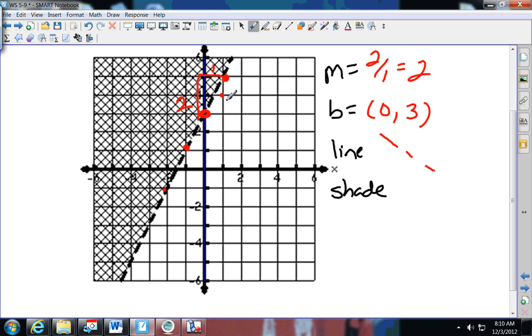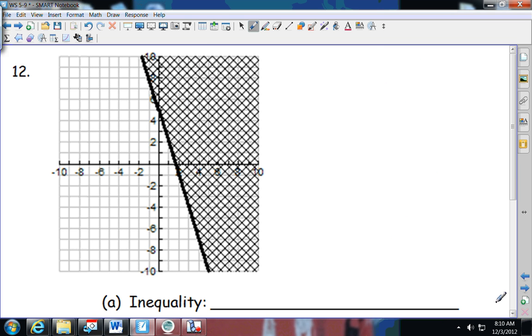The shading. If I start at the y-intercept and I go up, that's where the shading is. So now my equation, y, the shading is up, so it's greater than. It's dashed, so I leave it alone. 2x plus 3. That's what you should have gotten. Next one, number 12.